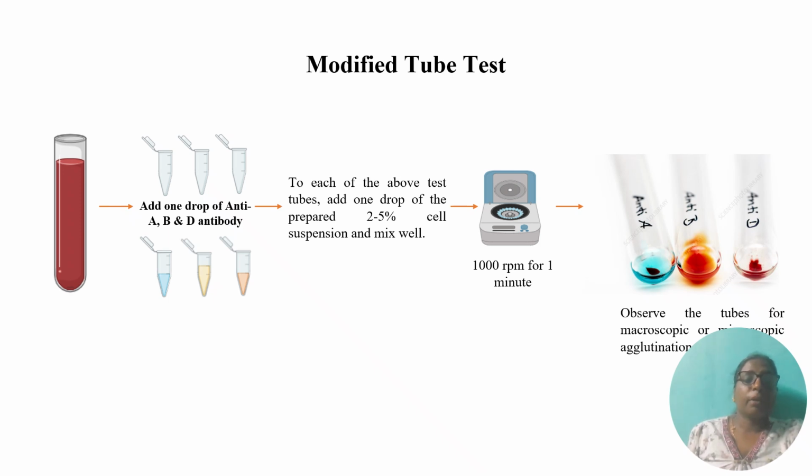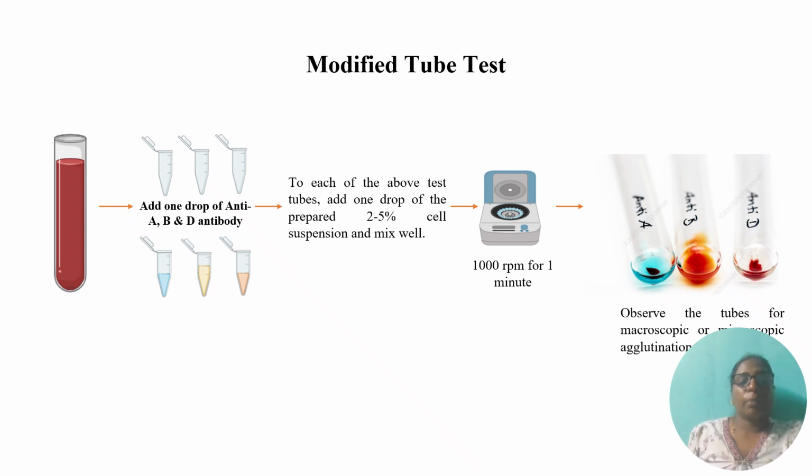For example, in forward typing, the patient's red blood cells are mixed with the commercially prepared anti-A or anti-B reagents in separate test tubes. If the blood clumps or agglutinates, it means a corresponding antigen is present on your cells. So it says whether it is A blood group or B blood group, wherever it reacts, it is named accordingly.